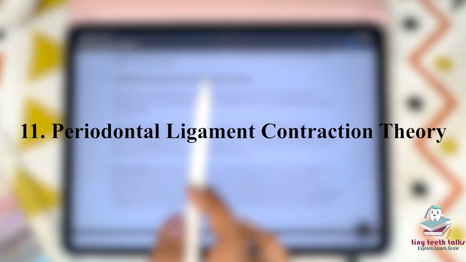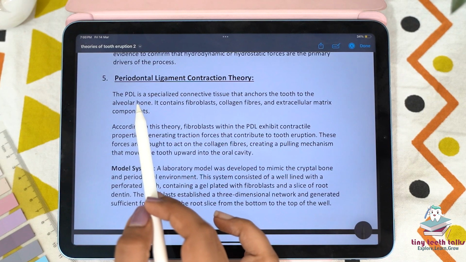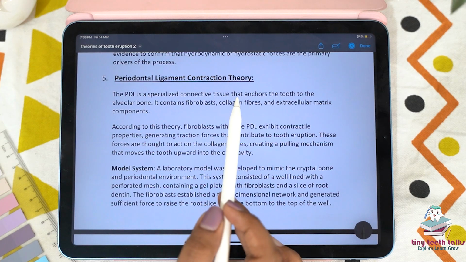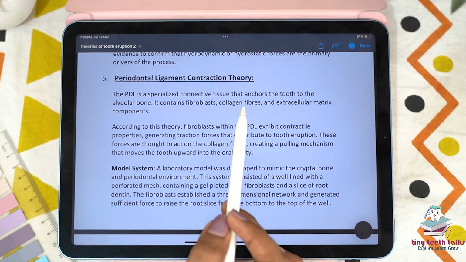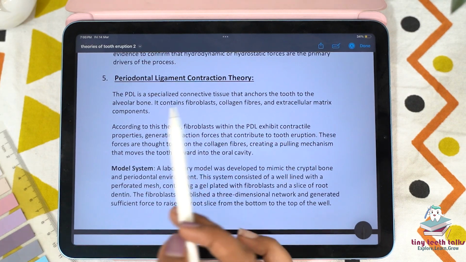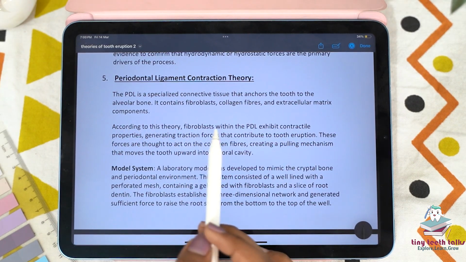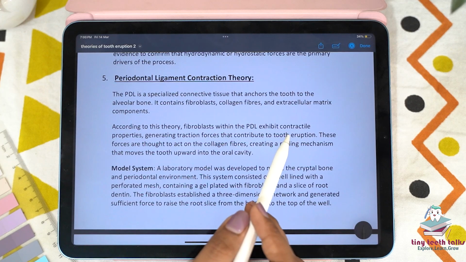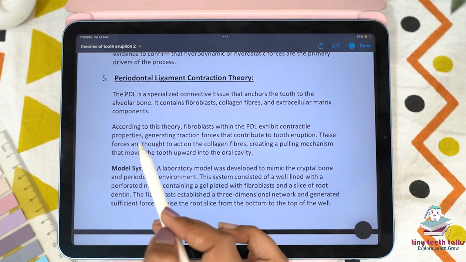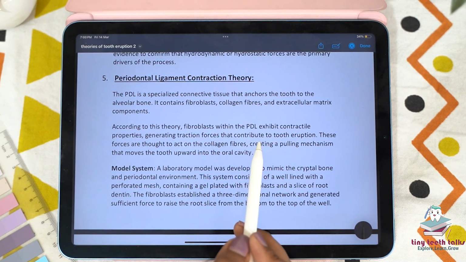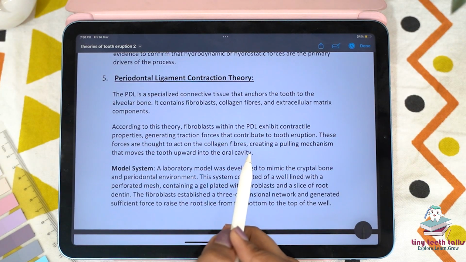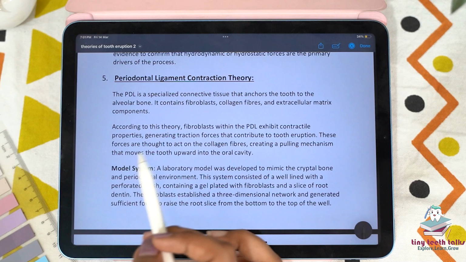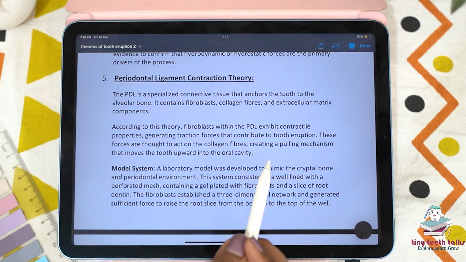Coming to the periodontal ligament contraction theory. The periodontal ligament is a specialized connective tissue that anchors the tooth to the alveolar bone. It contains fibroblasts, collagen fibers, and extracellular matrix components. According to this theory, fibroblasts within the periodontal ligament exhibit contractile properties, generating traction force that contributes to tooth eruption, and these forces are thought to act on collagen fibers, creating a pulling mechanism that moves the tooth upward into the oral cavity.